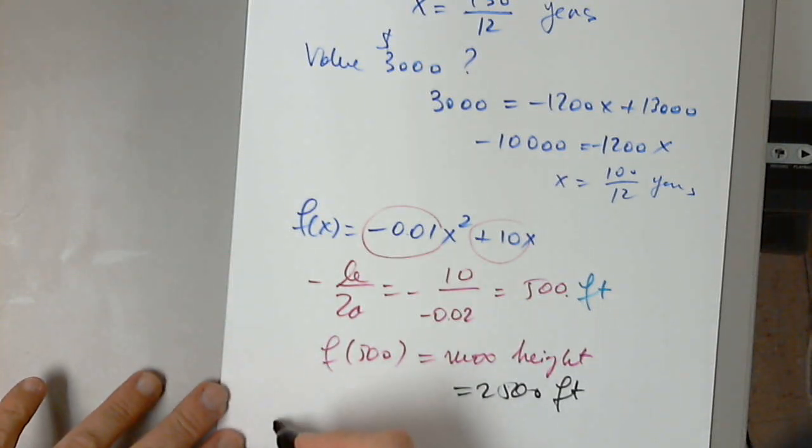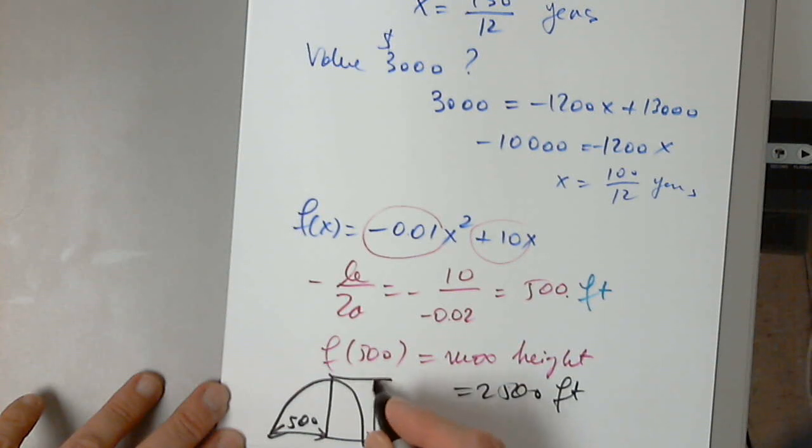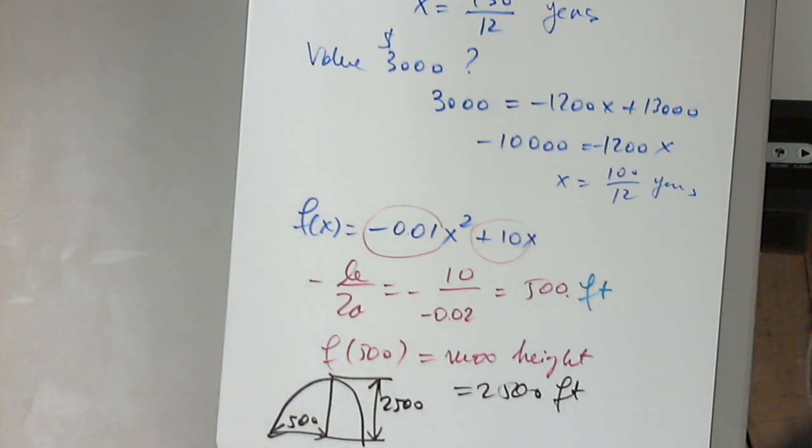So it's something like this. This is 500. This is 2,500. Isn't x usually the time? For this particular situation, x is the horizontal distance, and y is the height. But you're right, there are other possibilities. This is not the only one, where x is the time. Very good.